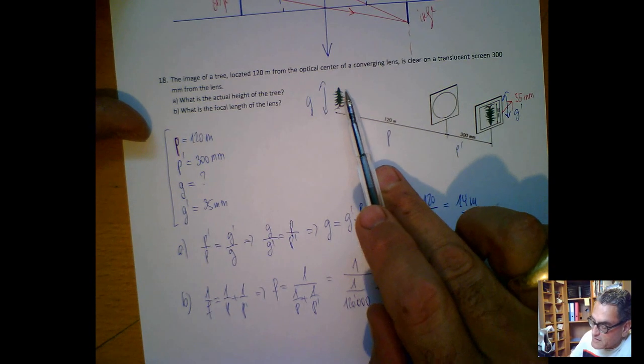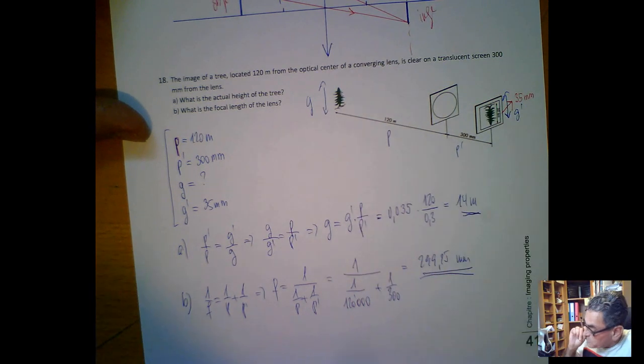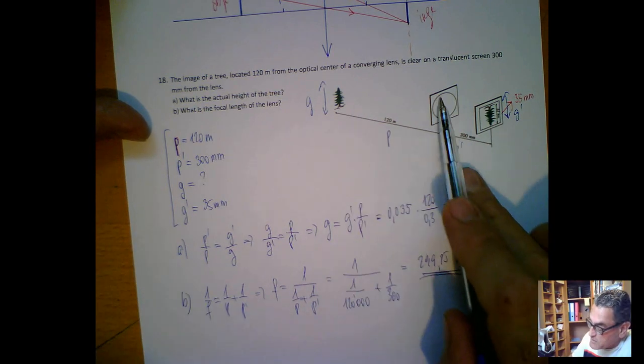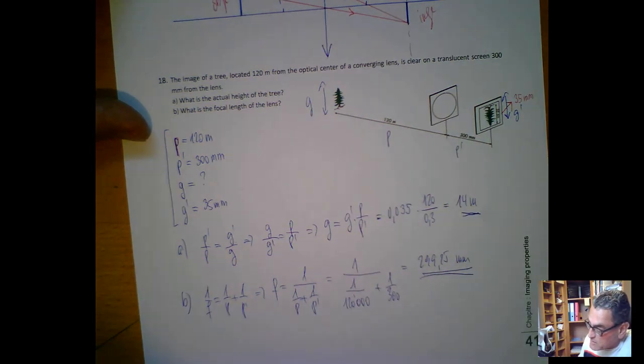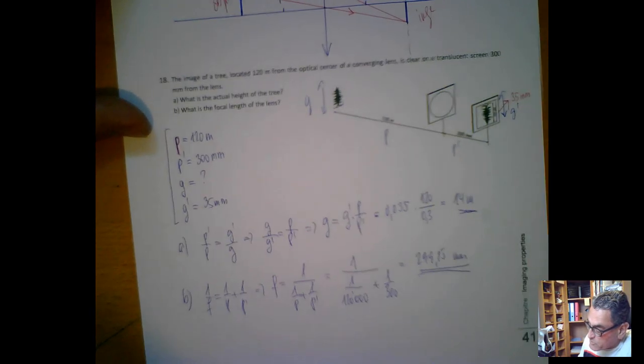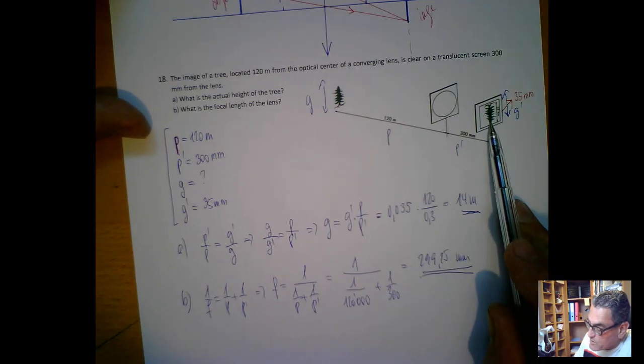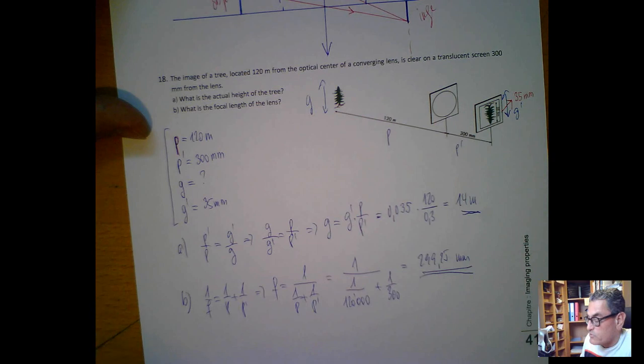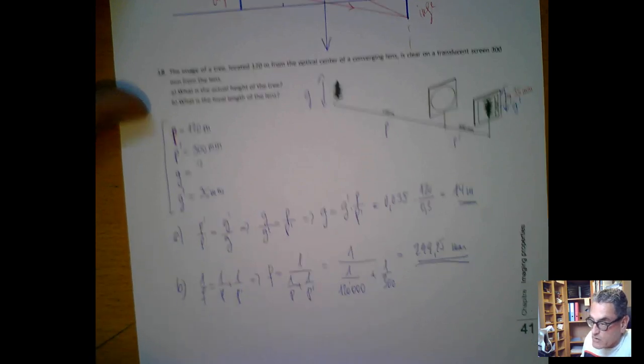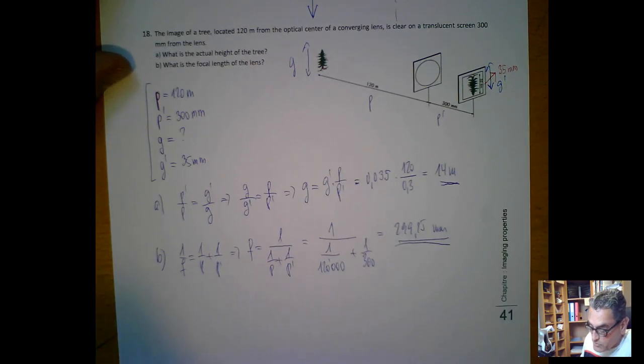So you see the tree is very far away. The rays arrive almost parallel to the optical axis, and so they are forming an image which is very close to the focal point. The smaller the image, the closer to the focal point it will form. And if you want, you can do the drawing of this situation. You have all the values.